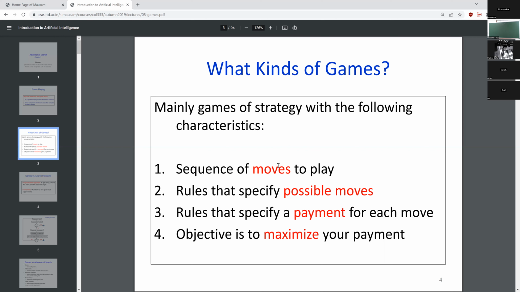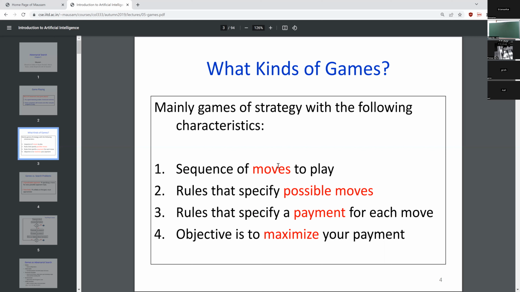Just compare it with the game of chess. The game of chess consists of moves made by the players in an alternate fashion. And when you make moves, you follow certain rules. Not all moves are valid. Rules also specify some measure of award or reward given to each of the players. So there is a notion of reward associated with each move that a player makes.